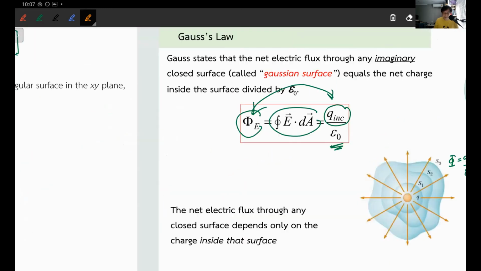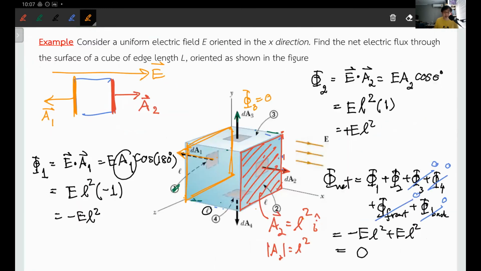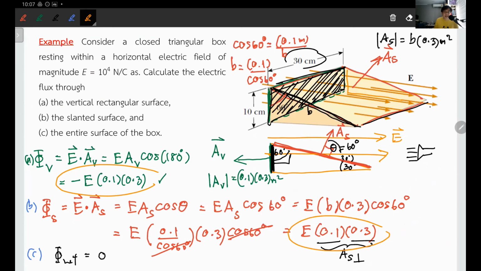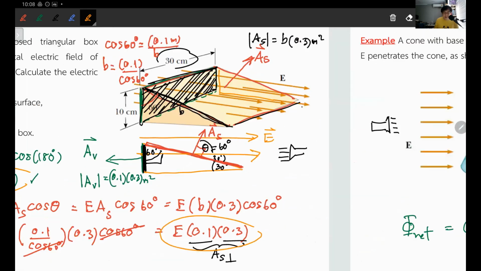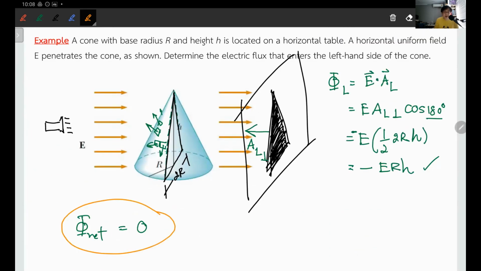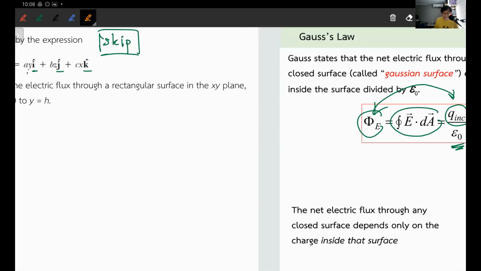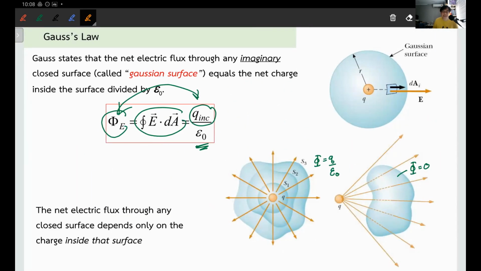So this is the reason why, if you come back here, for all three exercises that we did, now you understand why your net result is 0. Because there's no charge in the box. That's why you get 0 net flux. Here, second exercise, why do you get 0 at the end? Because there's no net charge in this triangular box here. This one, why is the net flux 0? Once again, there is no net charge in this cone. Okay? Nice. And that is Gauss's law, guys.